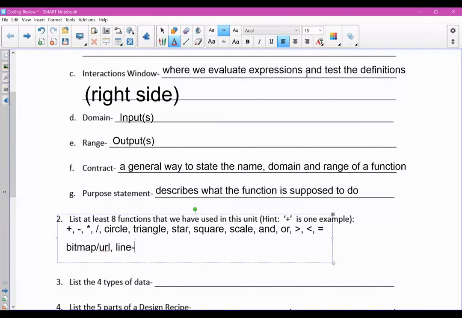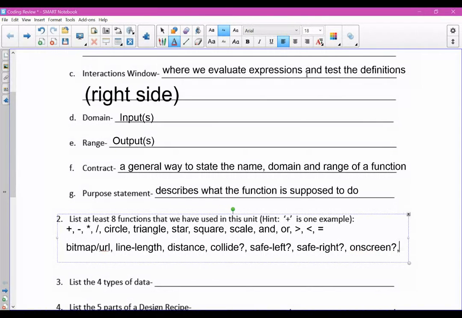Line length, we came up with, think of all the different codes that we used for the video game. Line length, distance, collide, safe left, safe right, on screen. Okay, and again, these are not all of them. We're not going to list them all, but there was more. So these are just some of the functions that we've used in this unit. Okay.